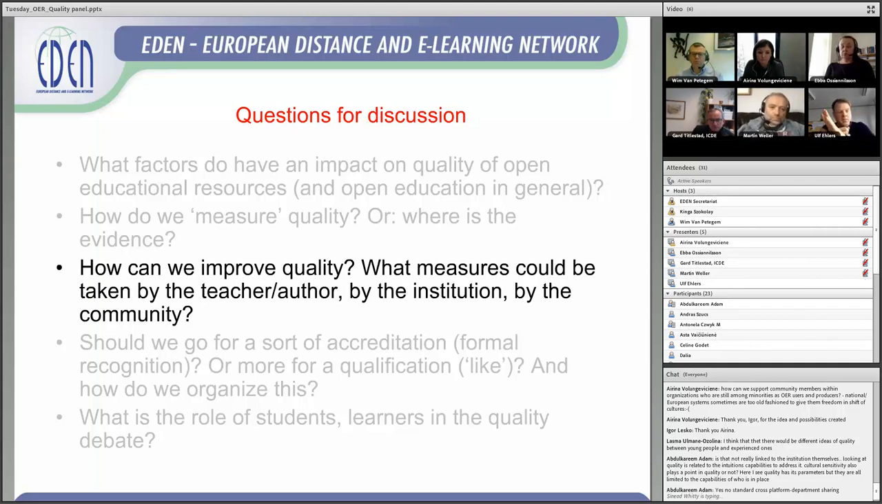So we need policies, we need educational professionals who are aware of quality improvement mechanisms. And of course, we also need learners who are guided to use open resources and also to build their own resources and share those learners' resources. I think this is my most important point, that quality will build in environments where communities trust each other, the individuals of communities trust each other.